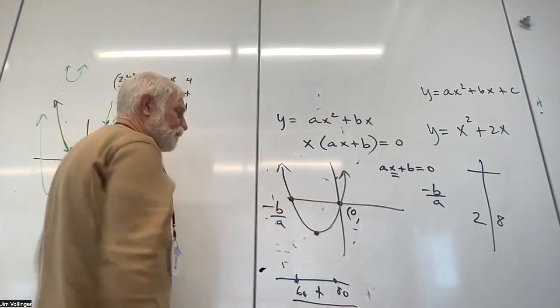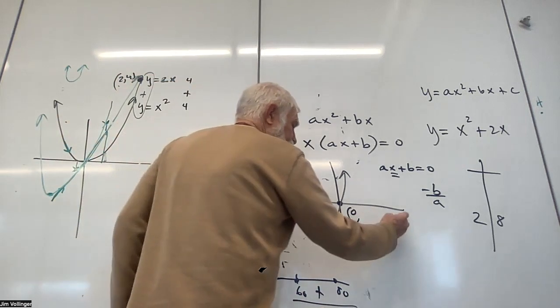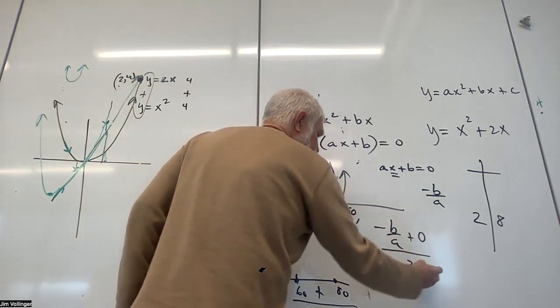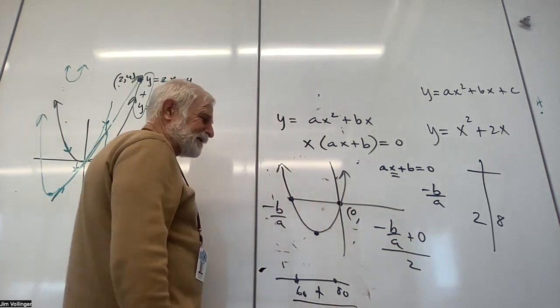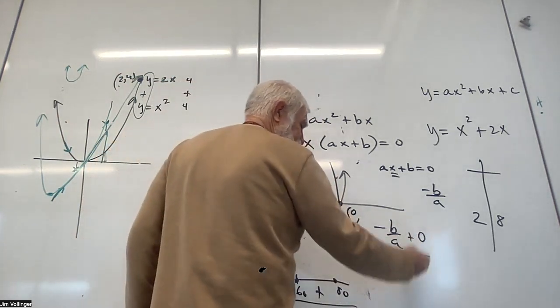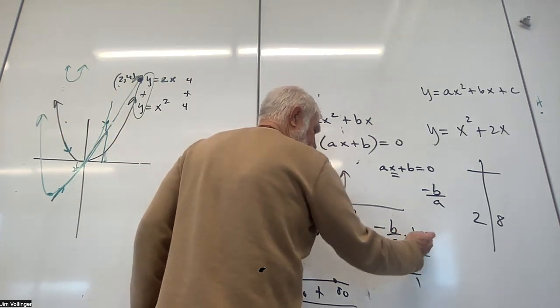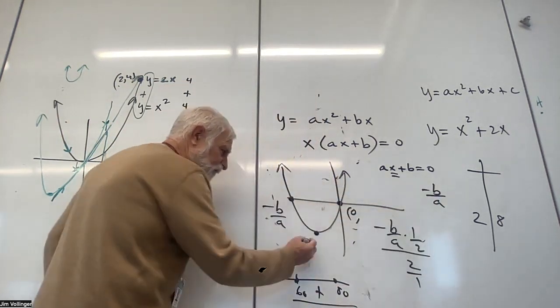So let's add these up and divide by 2. Minus b over a plus 0 divided by 2. Well, guess what that becomes? Dividing by 2 is the same as multiplying by a half. Right? And if I multiply this by a half, there's my minus b over 2a.